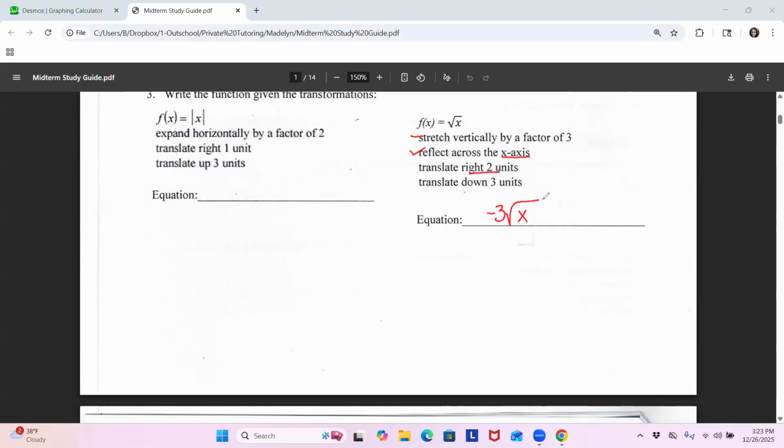Right 2 would be -2 because again, you think here's 0. You think right would be +2, but it lies. It goes the other way. And down 3 would be -3. Make sure that's out of the function. Okay, I'm sure on that one.